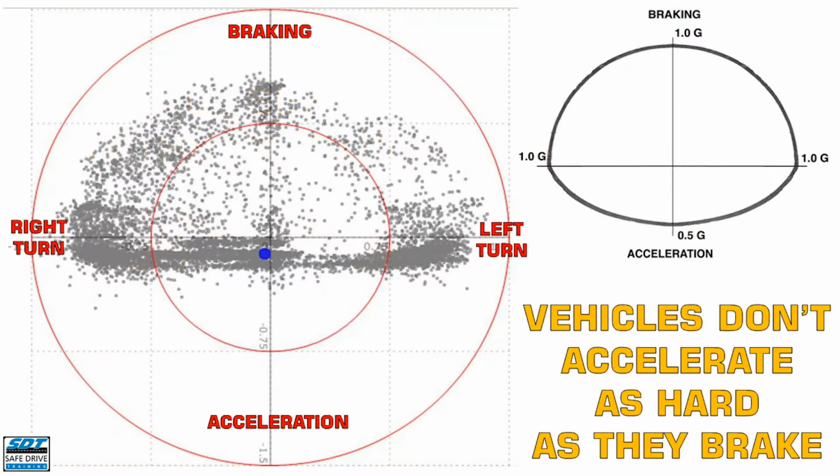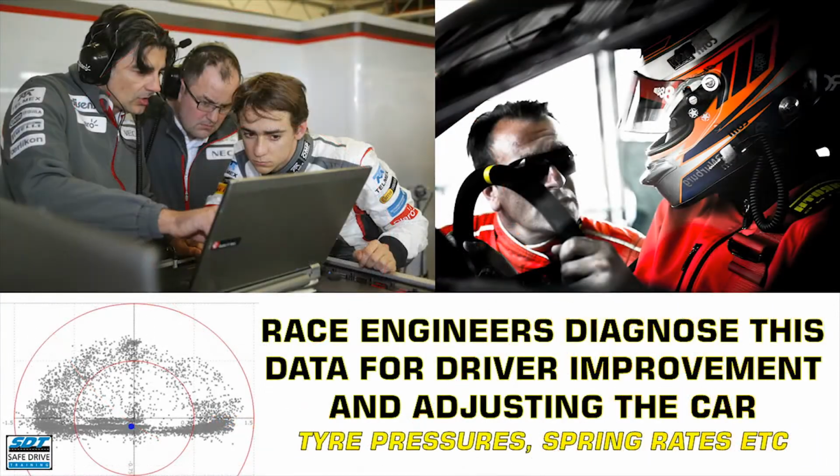Now that you understand this traction circle, I will adjust what I've told you slightly. The plot on the left is real telemetry data from a racing car. You can see that a vehicle can't accelerate as hard as it can brake, so the circle is more egg-shaped. In motorsport, race engineers diagnose this data for driver improvement and for adjusting the settings of the car.